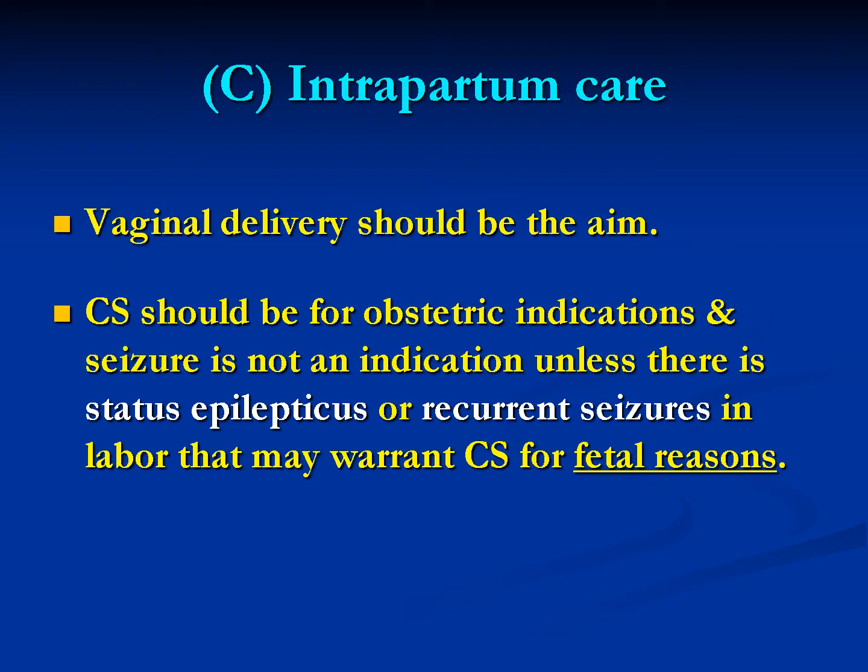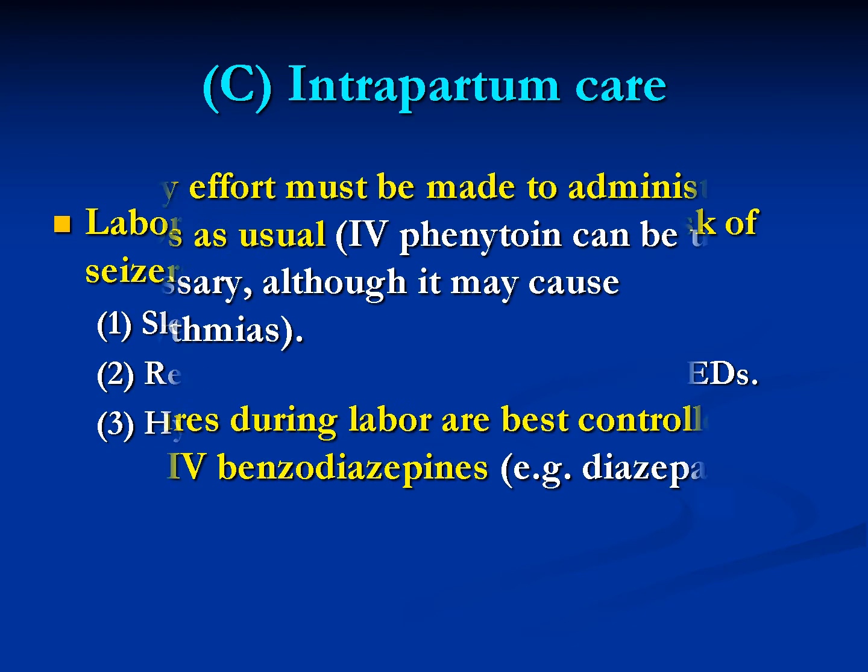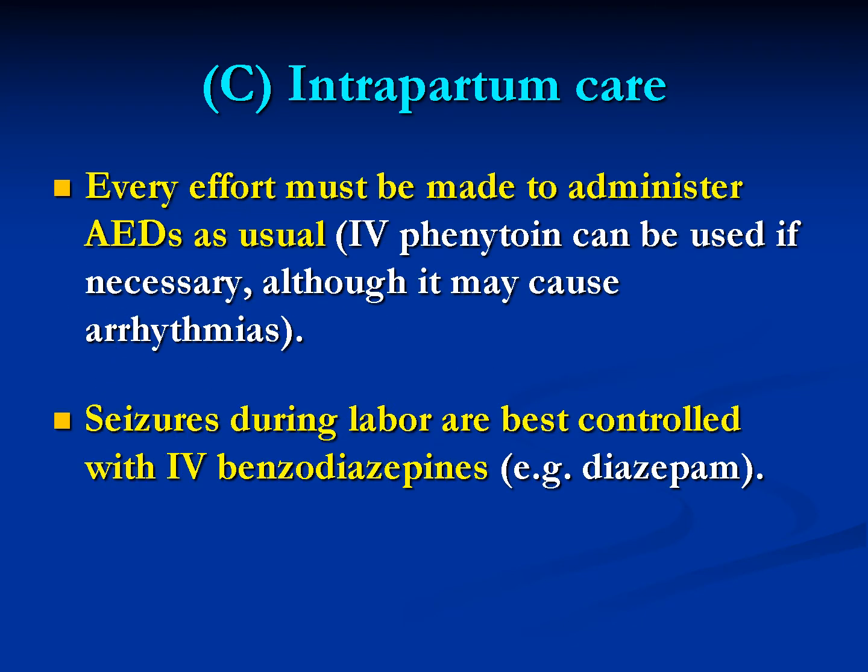Vaginal delivery should be the aim. Cesarean section should be for obstetric indications. Seizures are not an indication unless there is status epilepticus or recurrent seizures in labor that may warrant cesarean section for fetal reasons. So, vaginal delivery should be the aim and cesarean section for fetal reasons. Intrapartum care: every effort must be made to administer anti-epileptic treatment; IV phenytoin can be used if necessary, although it may cause arrhythmia. Seizures during labor are best controlled with intravenous benzodiazepine.